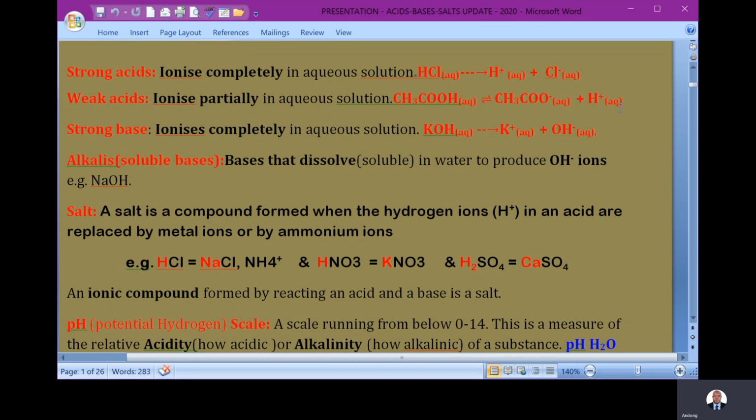Then bases. There are also strong and weak bases. Strong bases, on the other hand, will ionize completely in solution, releasing the OH ion. The OH ion, or the hydroxide ion concentration in solution, is the one that determines the alkalinity of the solution. It determines how strong the solution is.